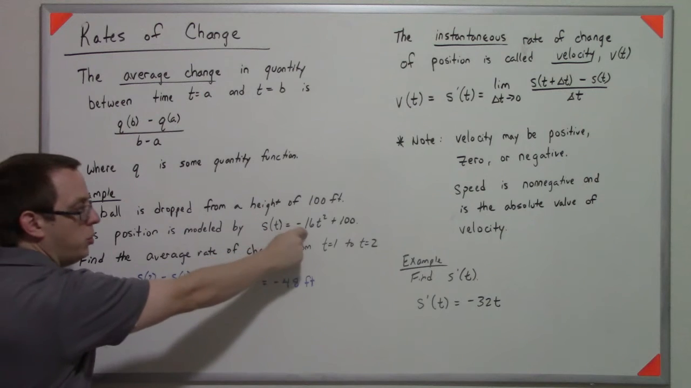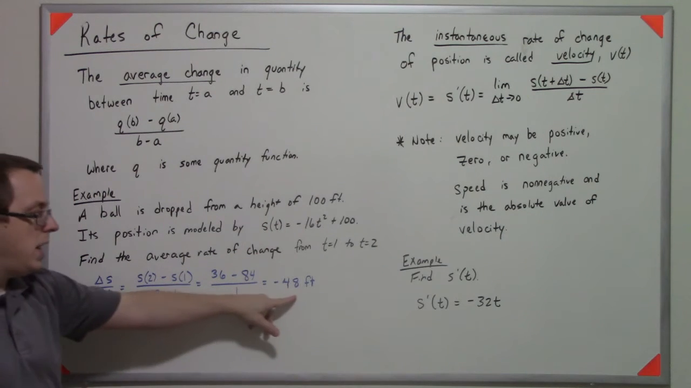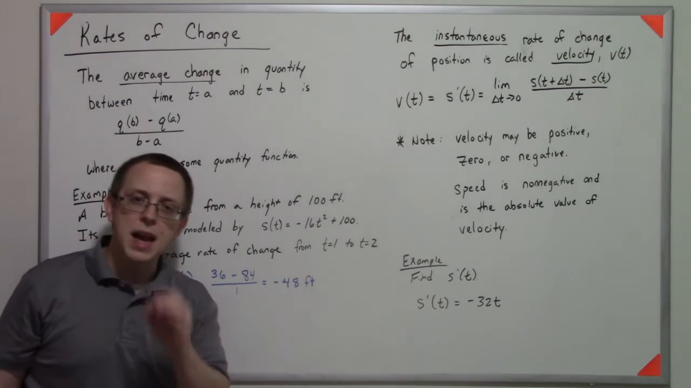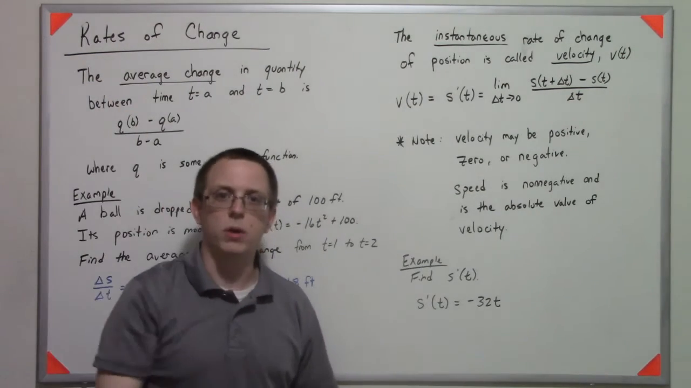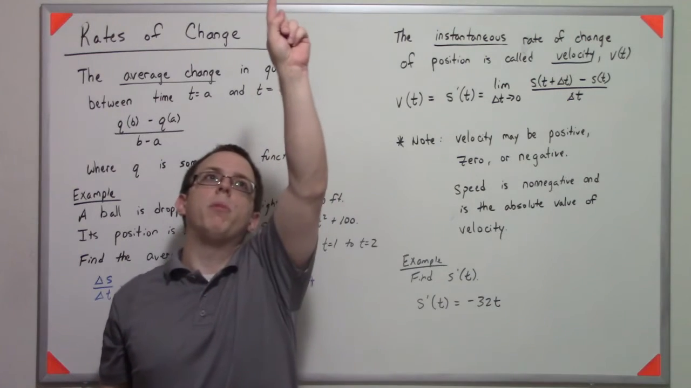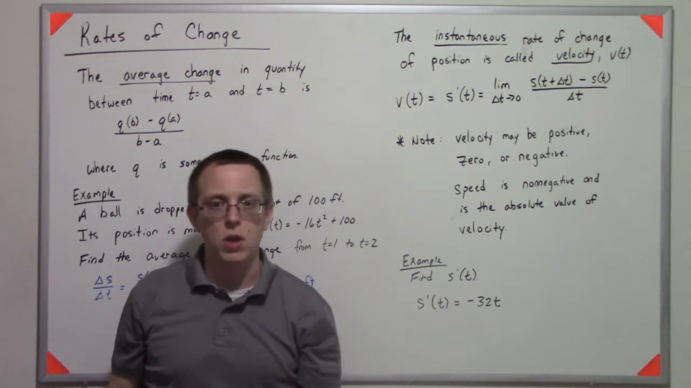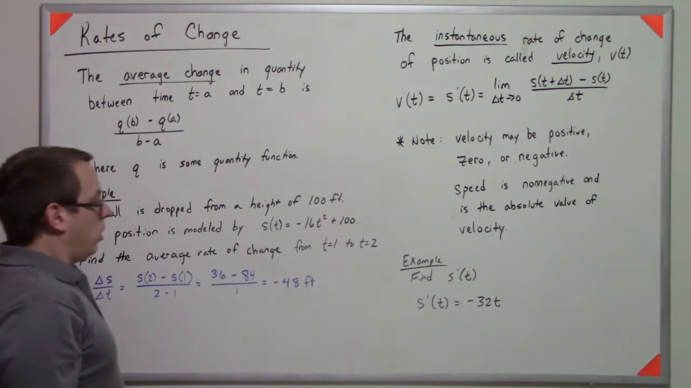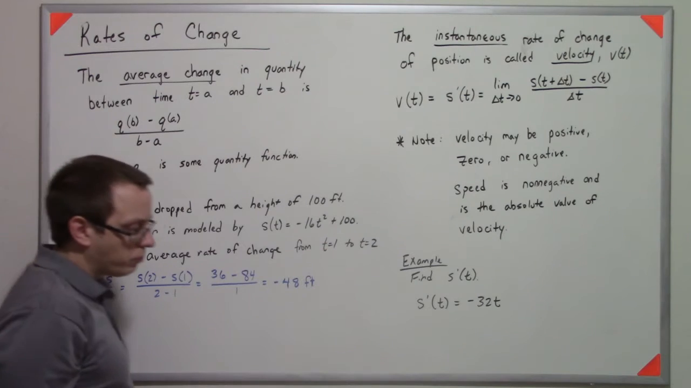So you plug in 2 here, you'll get 36. You plug in 1, you'll get 84. And you get negative 48 feet. And that makes sense because you're falling downward, right? If you were going up, you'd have a positive velocity. If you were going down, you'd have a negative velocity. So your rate of change here is negative 48 feet.